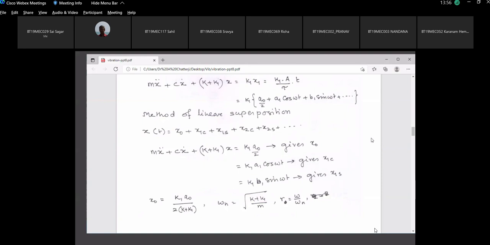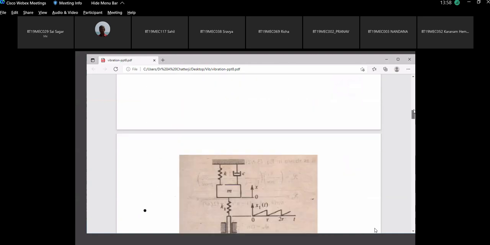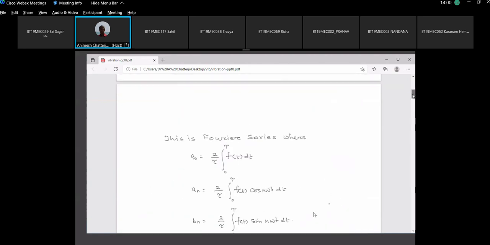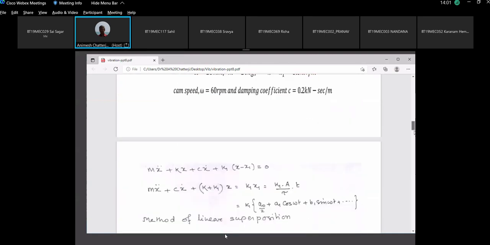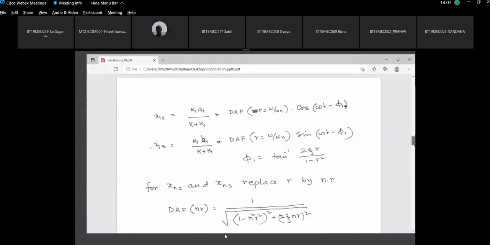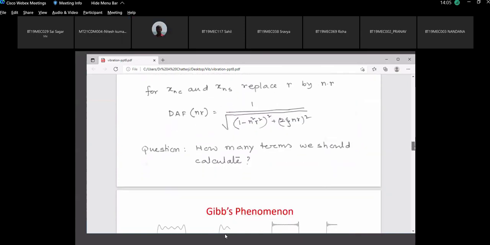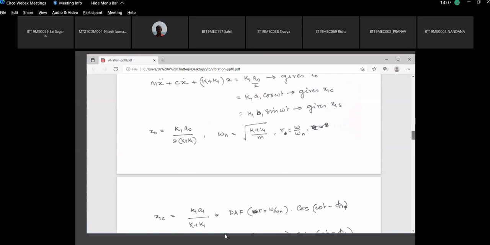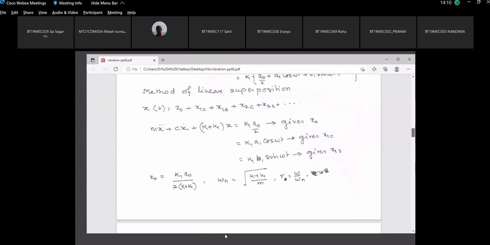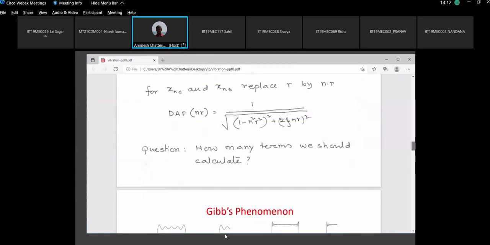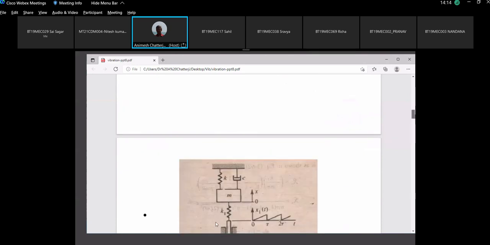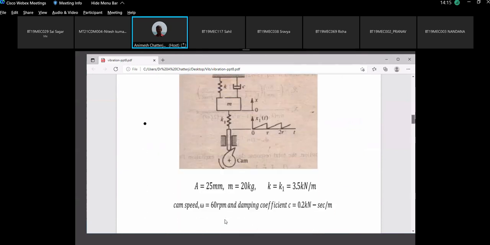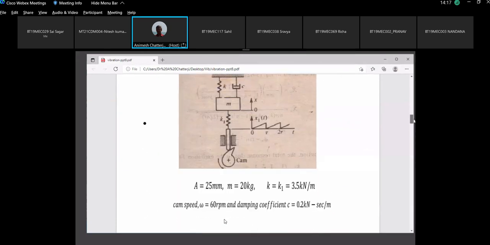I have given the formula yesterday. Yes, sir. A0 equals 25 mm. A0 is 25 by 2. Acha, I haven't solved it. Okay, I thought I had solved it. Fine. I haven't solved it. Anyway.